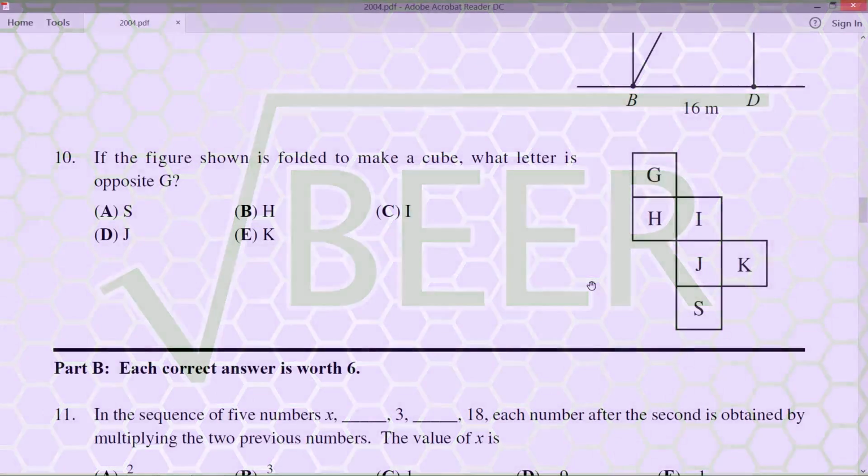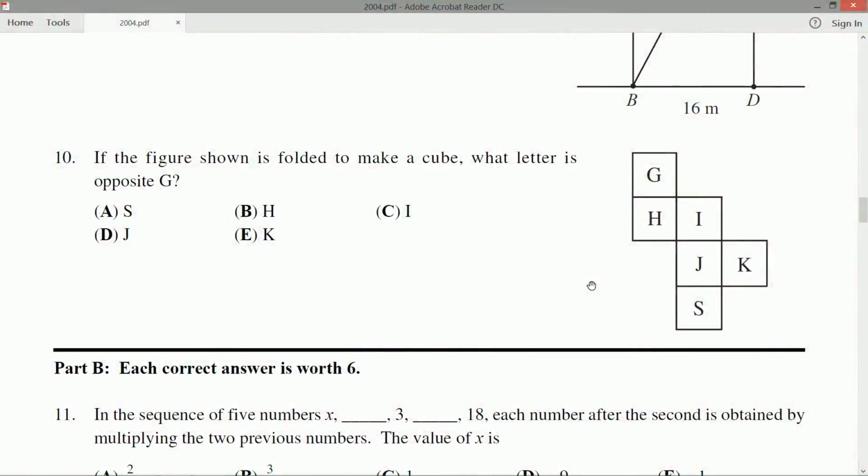We're looking at question number 10 now on the 2004 Cayley contest. If the figure shown is folded to make a cube, so this is what we call a net, what letter is opposite G?